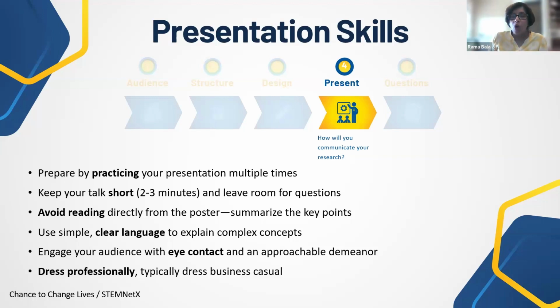It's always important to avoid reading directly from the poster because the key word in here is to engage with the audience. And so you want to maintain eye contact with them. You want to watch for their body language. You want to see where the audience might be in taking those visual cues in. So keeping it simple and using clear language to explain complex topics is really core to getting the information effectively across. And as I mentioned, keeping the audience engaged is critical for a successful poster presentation.